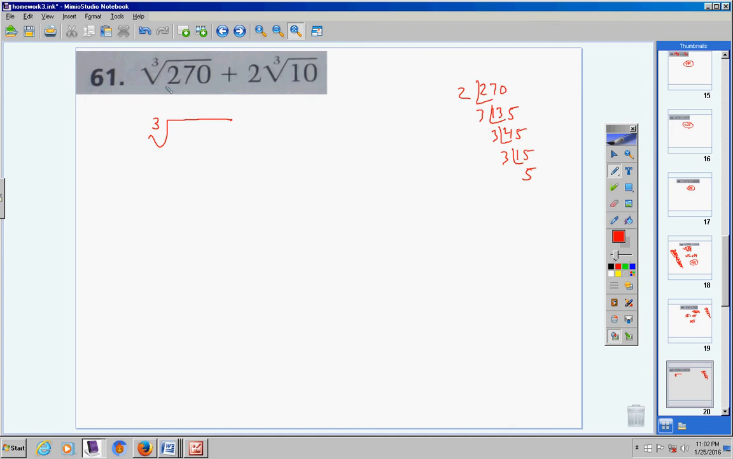So look, I know I'm looking for sets of 3 numbers. Well, I have 3 3s, so cross off 3 3s, put 1 3 on the outside. You're left over with a 2 and a 5. Multiply those together and you get 10. And then positive 2 cube root of 10. So now we have matching indexes and matching radicands. Outside numbers are positive 3 and positive 2. That would be 5 cube root of 10. And you cannot simplify that any further.